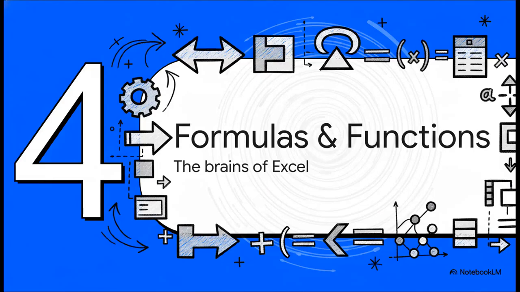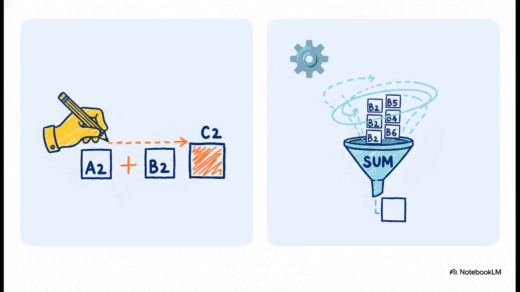Okay, get ready, because now we're getting to the part that makes Excel an absolute game changer. Let's talk about formulas and functions. This is truly the brains of the whole operation. So let's get two key terms straight. A formula is any calculation you type in yourself, like telling Excel, hey, add cell A2 and B2 together. A function, on the other hand, is like a pre-built shortcut that Excel already knows, like the sum function.